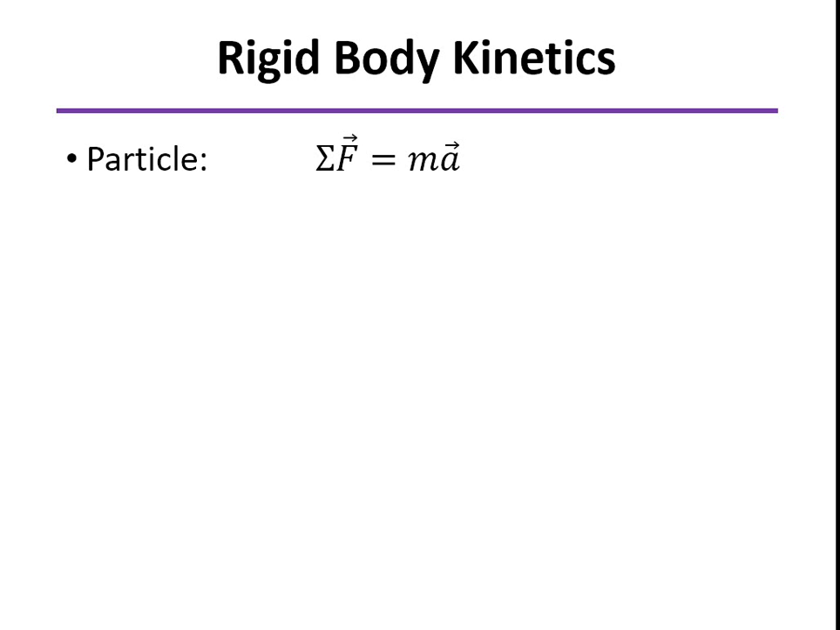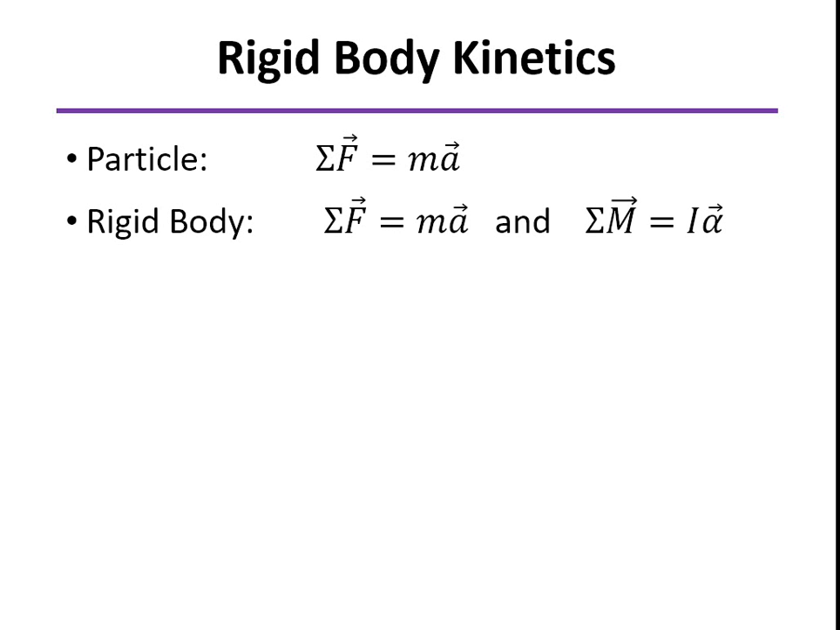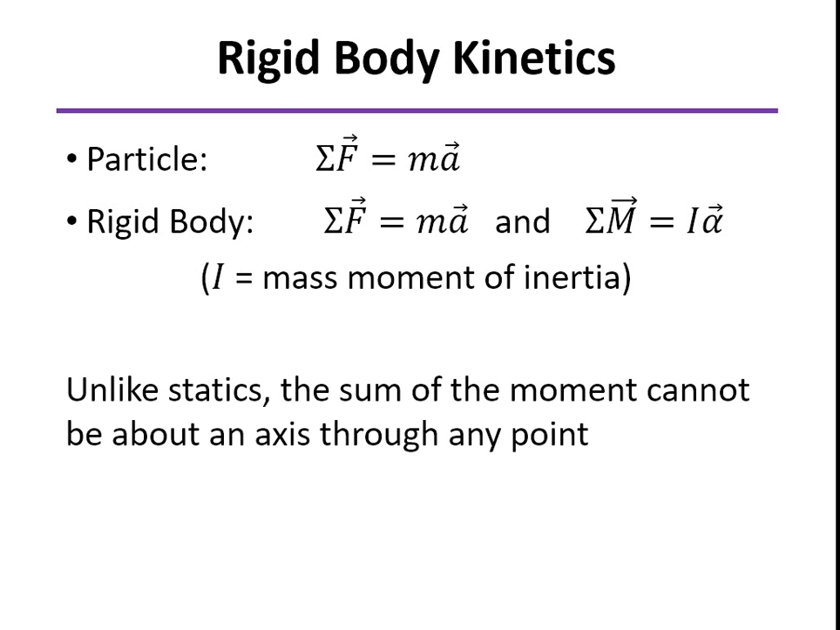But just as in statics, when you move from a particle to a rigid body, you had to add a moment equation. And so the same thing here in dynamics. The sum of the moments is equal to the quantity called the mass moment of inertia times the angular acceleration. And in statics, we could take the sum of the moments about any point, but that's not going to be the case here in dynamics. We have to be particular about where we're summing the moments.